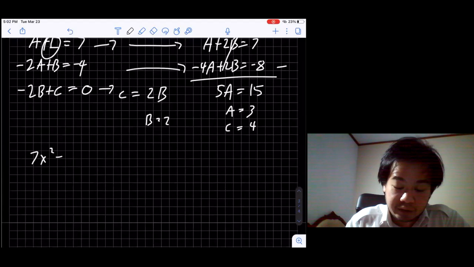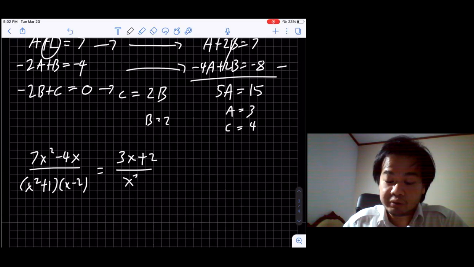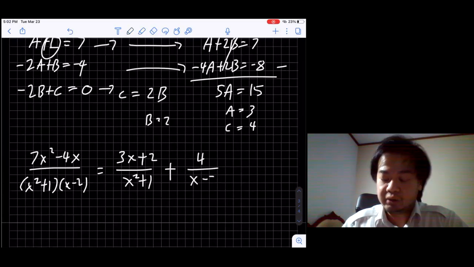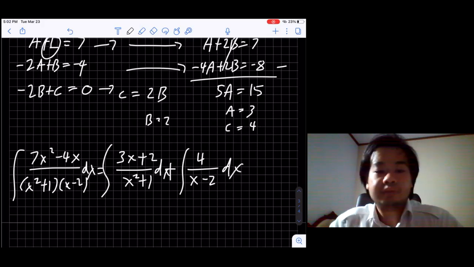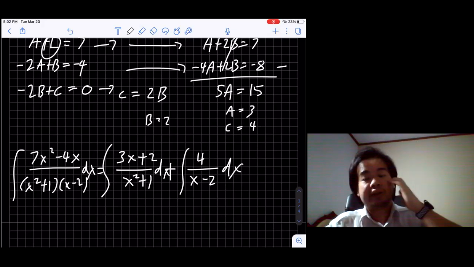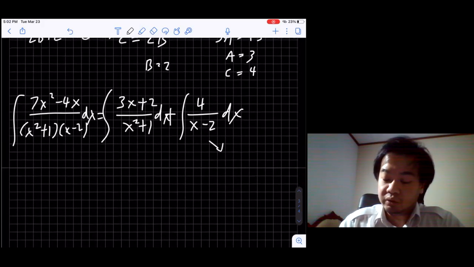So actually this one, (7x squared minus 4x) over (x squared plus 1)(x minus 2), can be decomposed into (ax plus b) over (x squared plus 1) plus c, which is 4 over (x minus 2). If you want to integrate this, you just need to integrate each term. Okay, so that's the first example. If you continue, this will be equal to 4 times ln|x minus 2|.